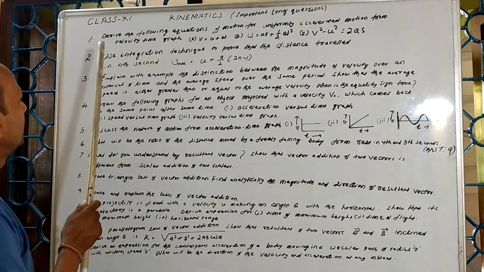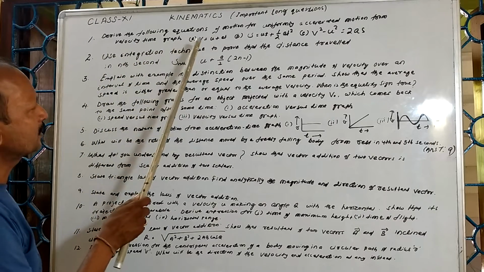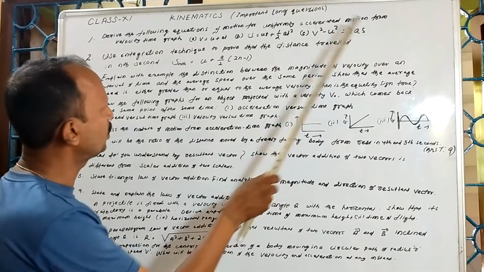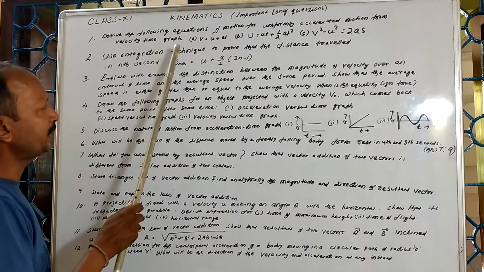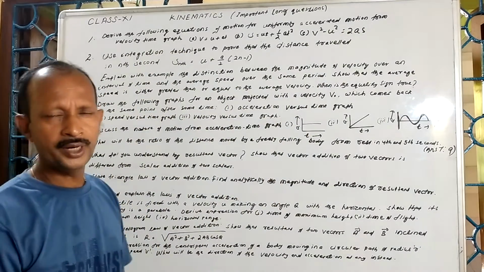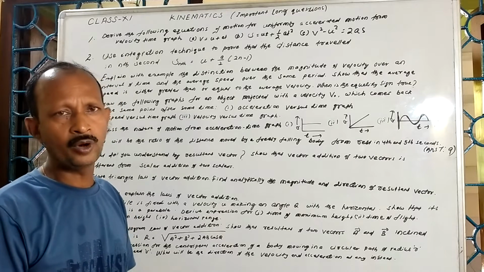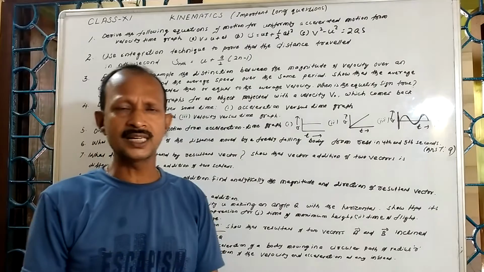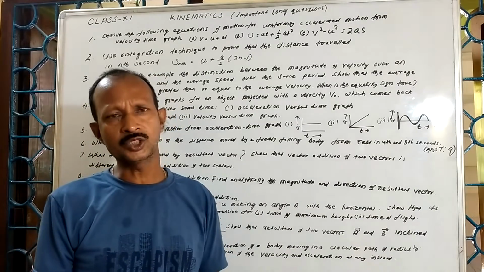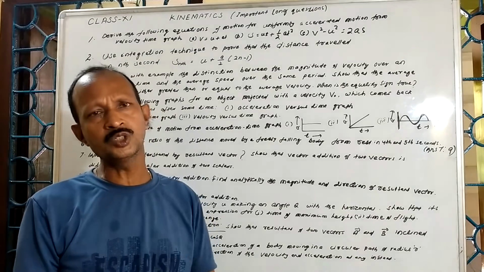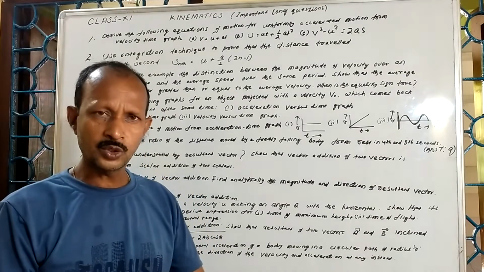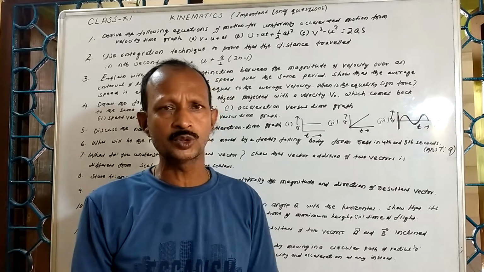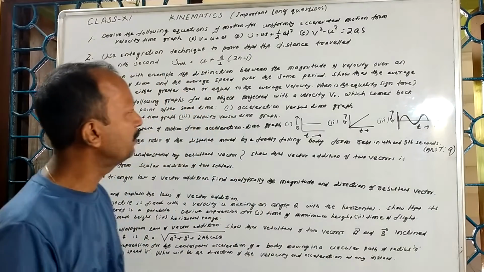First question is, derive the following equations of motion for uniformly accelerated motion from velocity time graph. You have studied about the motion of a body, especially a body which moves with uniform acceleration in a straight line. So we have studied 3 equations of motion, and how to derive these 3 equations of motion from velocity time graph.